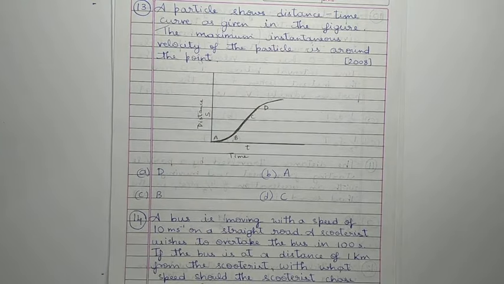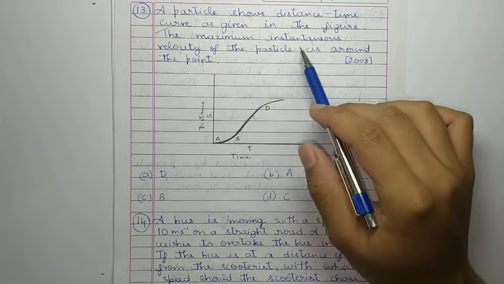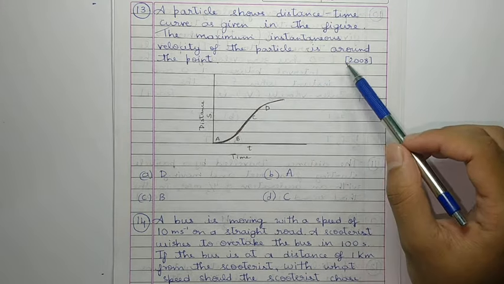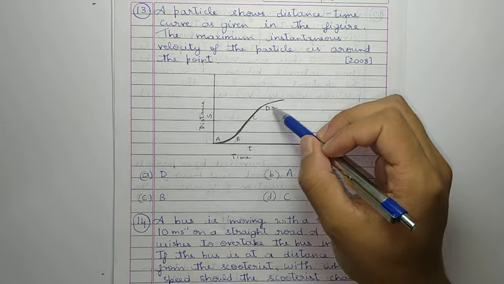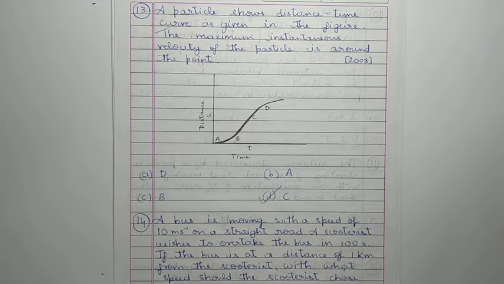13. A particle shows a distance-time curve as given in the figure. The maximum instantaneous velocity of the particle is around the point... The maximum instantaneous velocity is given where the slope is maximum. From all these points the slope is maximum at C. So therefore 13 is option D.